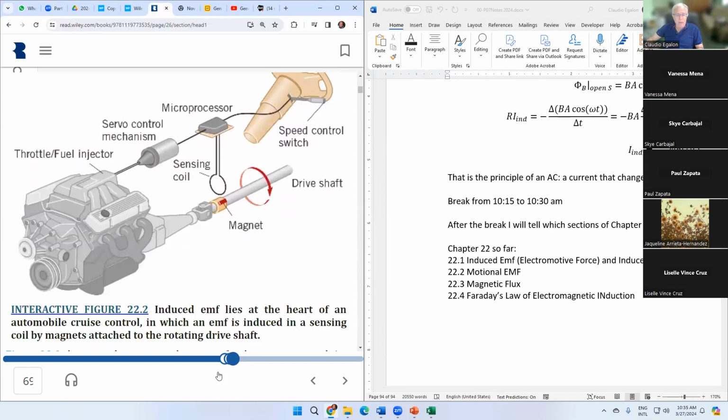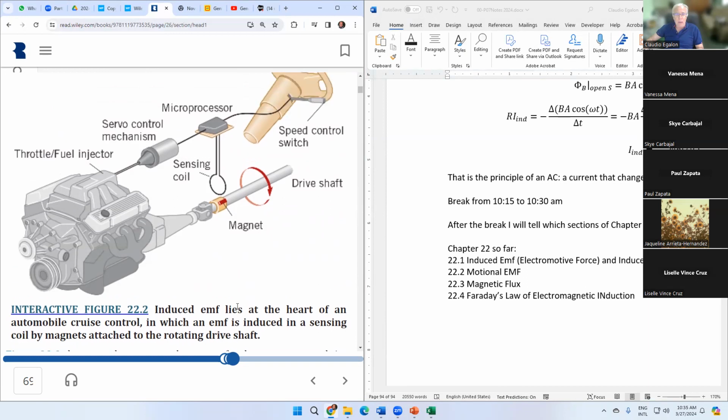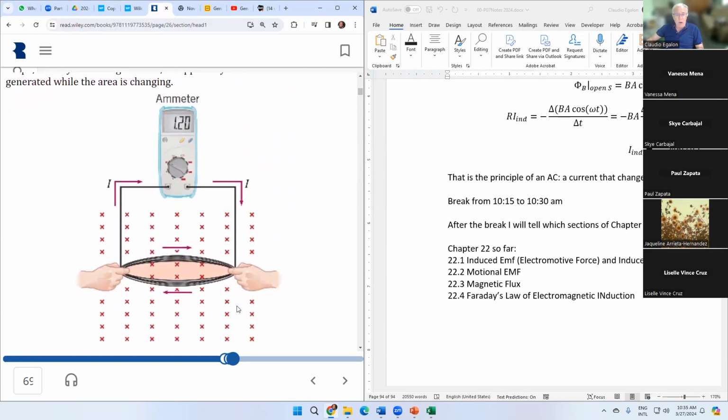Induced EMF lies at the heart of the automobile cruise control, in which an EMF is induced in a sensing coil by magnets attached to the rotating drive shaft. Okay, that's another way we are changing the magnetic flux, by making this wire in the circuit oscillate back and forth. So we are changing the area of the circuit. That's another way of changing the area in the circuit and generating an electromotive force. In this case, because the area is increasing and decreasing, you are also generating an AC current here.